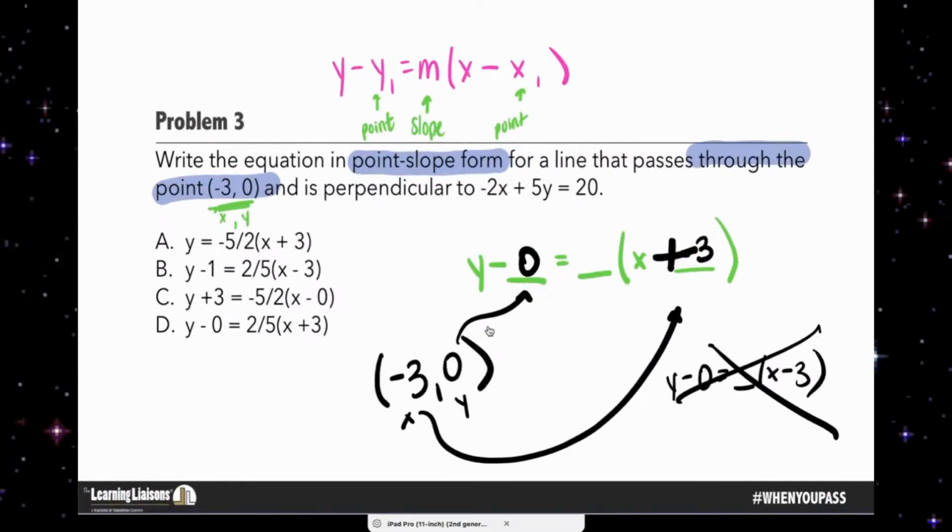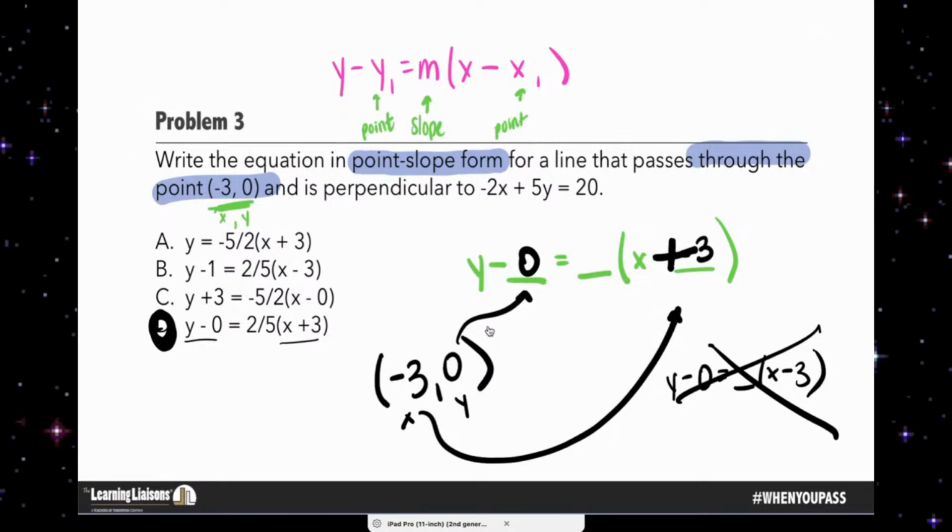Now, I am not even going to find my slope because when I look at my answer choices, I notice that I only have one possibility. That is y minus 0 and x plus 3. There is literally only one answer choice that has y minus 0 and x plus 3. Crazy. That is wild, right? So that is obviously going to be my answer choice. Now, what if they had multiple of y minus 0 and x plus 3? Well, then you would need to know how to find the slope.